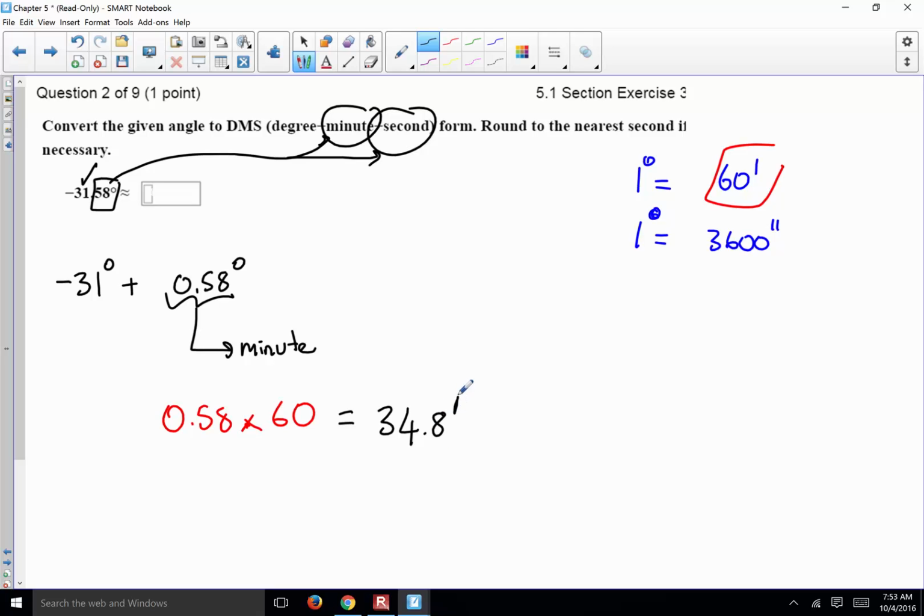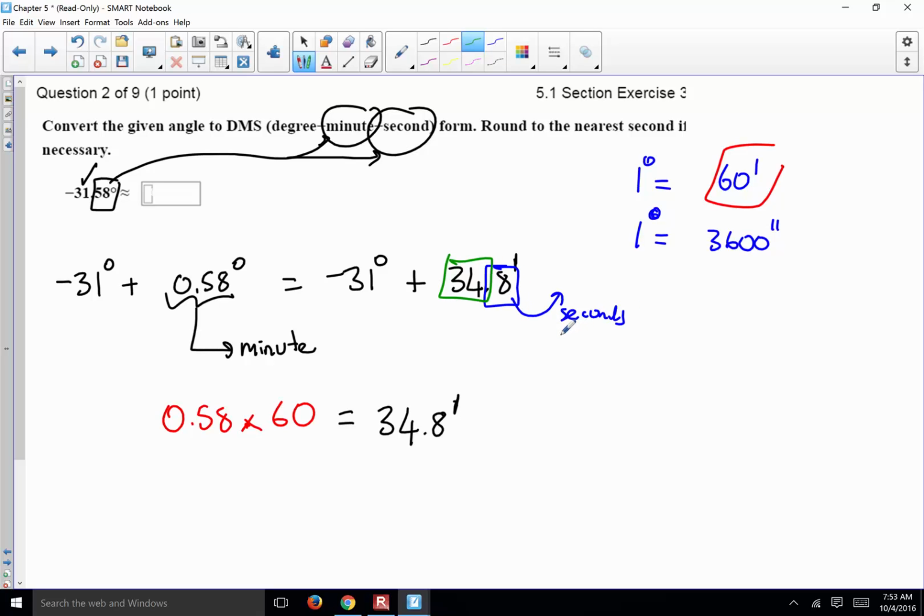34.8 minutes. So right now we have minus 31 degrees and 34.8 minutes. But as you said, we don't like partial amounts. Now we have a partial minute. We need to convert it into seconds. I'm okay with the 34 minutes, it's a whole minute, but you have a partial minute.